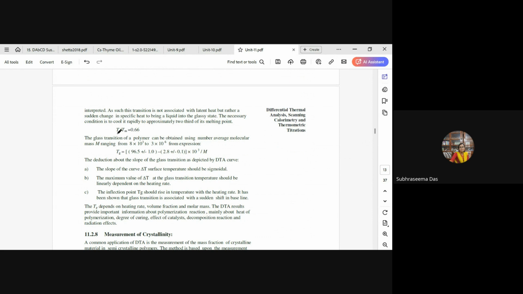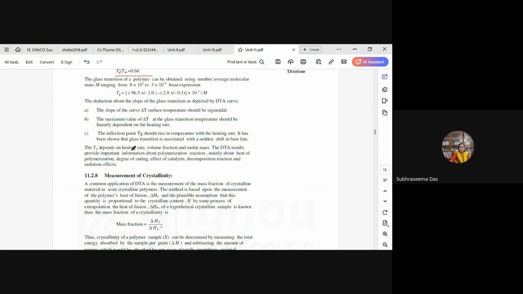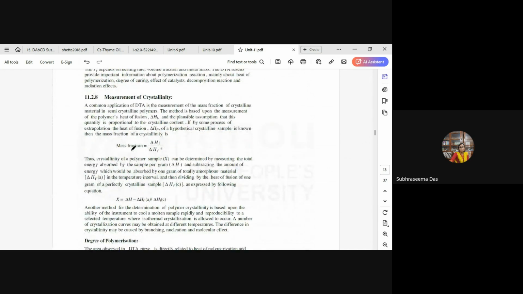So we have this relation, that is Tg by Tm is equal to 0.66. The glass transition can be obtained using the number average molecular mass of the polymer from this equation. From the DTA plots we can calculate both the Tg and Tm. The DTA plots have also been used in calculation of the crystallinity of the polymer. We know that a polymer is composed of both amorphous parts and crystalline parts.